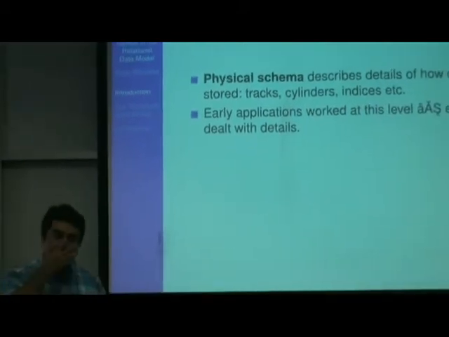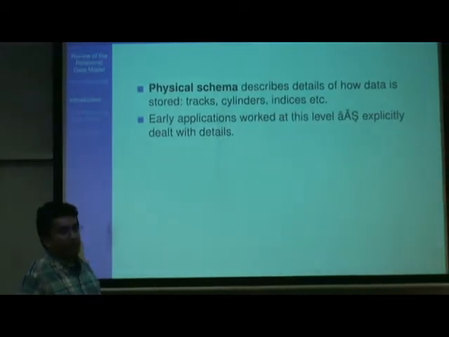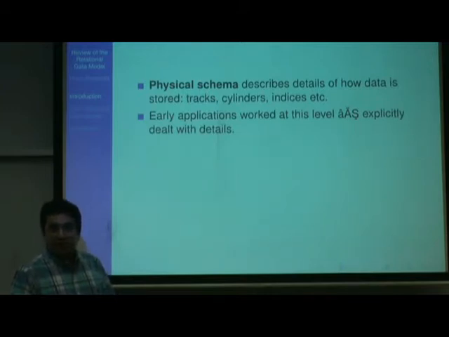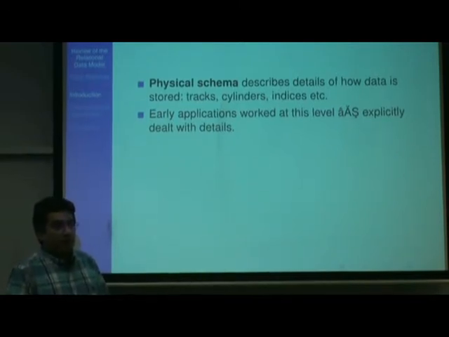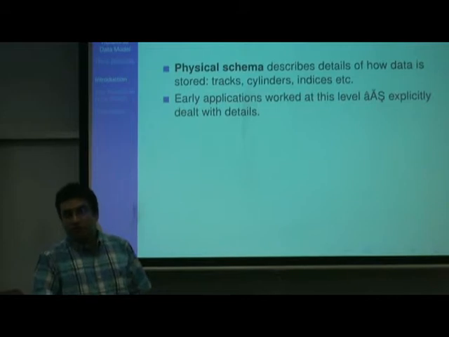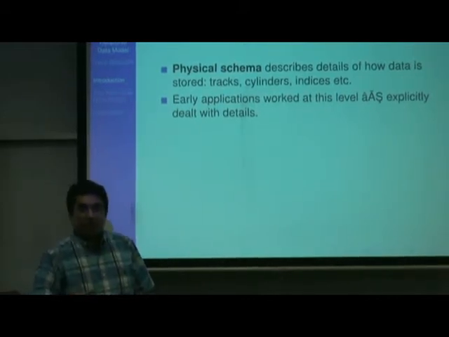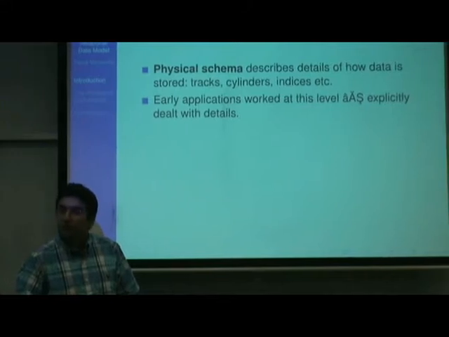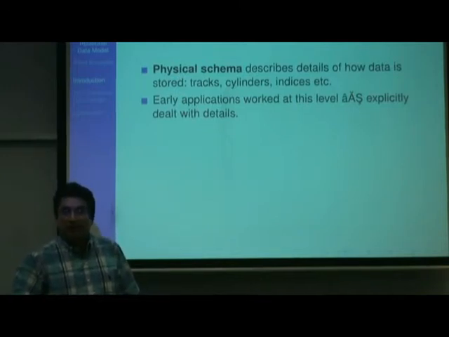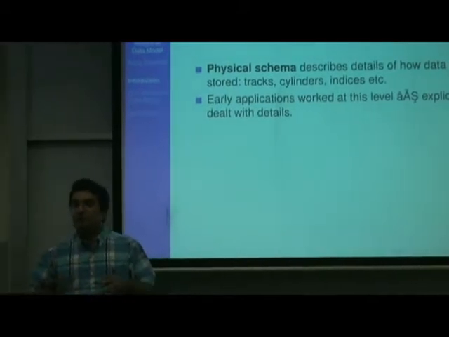Basically, early applications work at this level of explicit details. Let me tell you one example. I was working in a bank in my home country, and the bank deployed a file system in 1961 to store all the information about the customers and clients. The underlying data was a set of files with some indexes, with some mechanism to facilitate accessing the files, and everything was handled by programs.